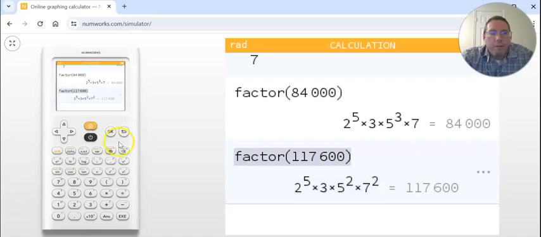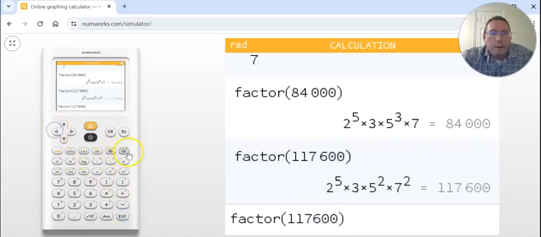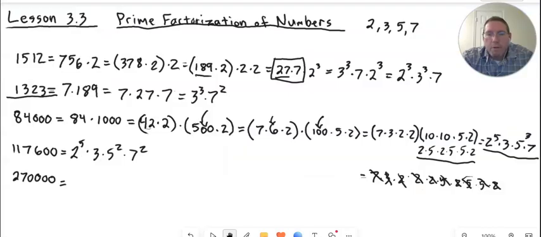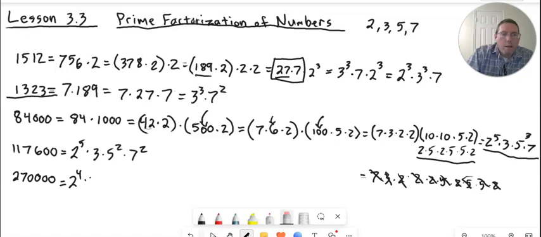We're going to use this factoring feature. We're going to go 270, 1, 2, 3, execute. We get 2 to the 4th, 3 to the 3rd, 5 to the 4th. So 2 to the 4th times 3. Oops. Hang on a second. All right. 2 to the 4th times 3 to the 3rd times 5 to the 4th.